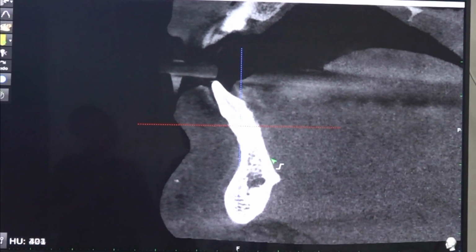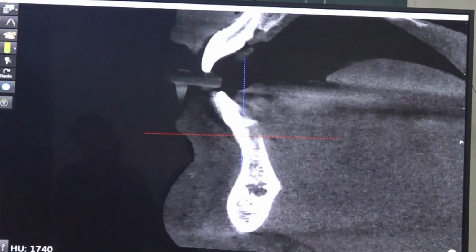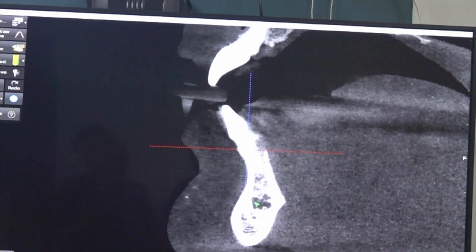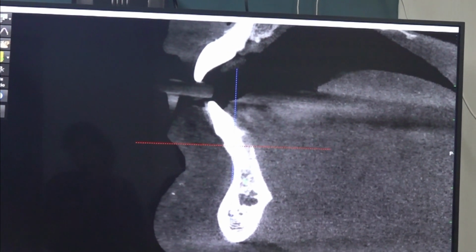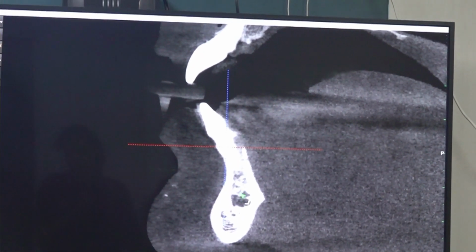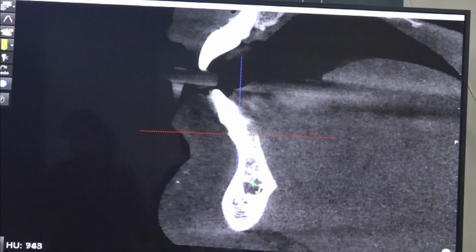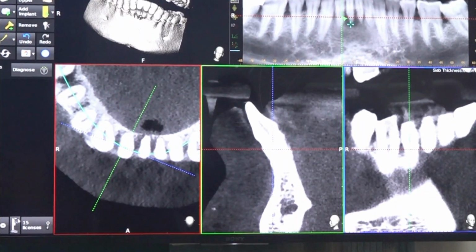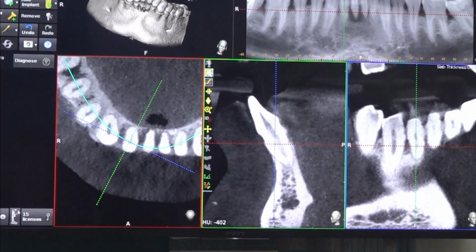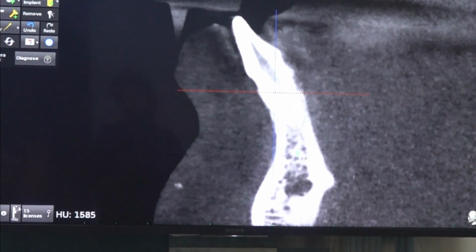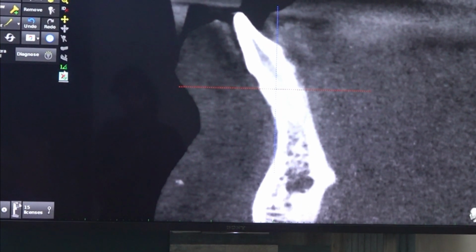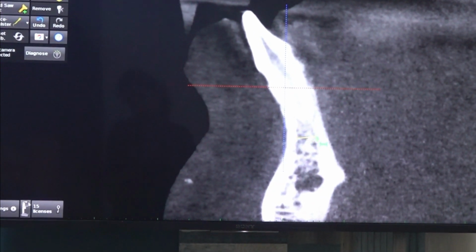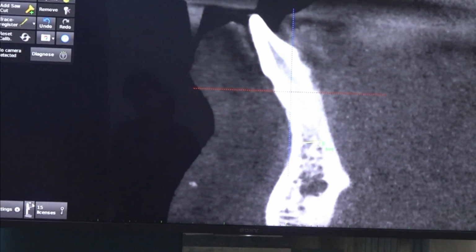Another criterion for selection is the quality of the intramedullary bone here. If it is too cancellous, you cannot place a basal. You won't get stability, right? Only if the intramedullary bone is cortical will you get stability. For this patient, the intramedullary bone is good. If you place basal implants, the basal design gets stability not only from this entire bone, but also from the buccal and lingual plate.